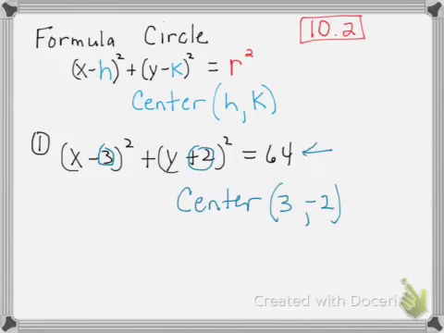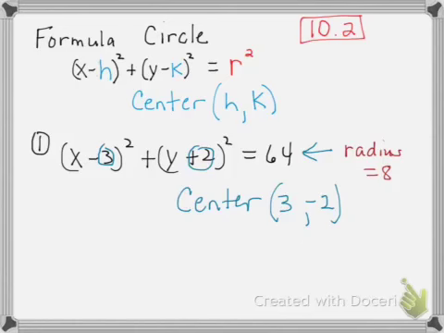The radius is 8, because 8 squared is 64. So that's how you go from the equation to the formula. Let's do one more of those.